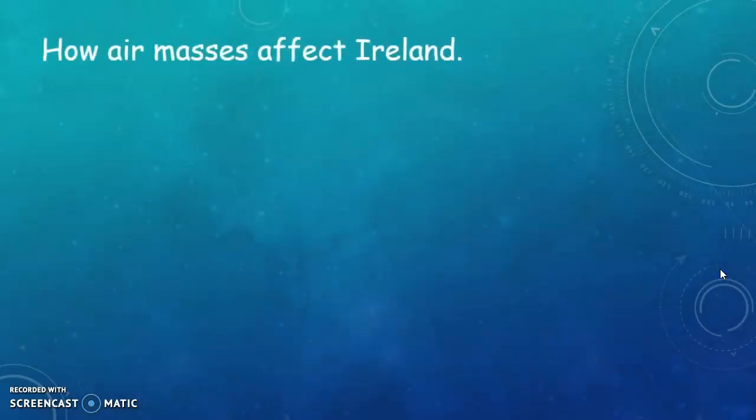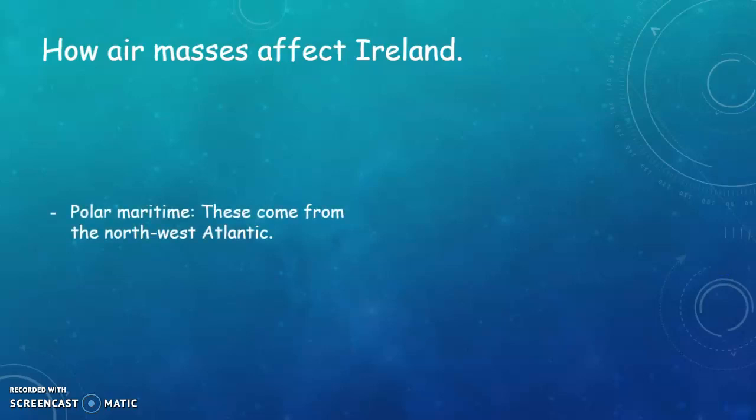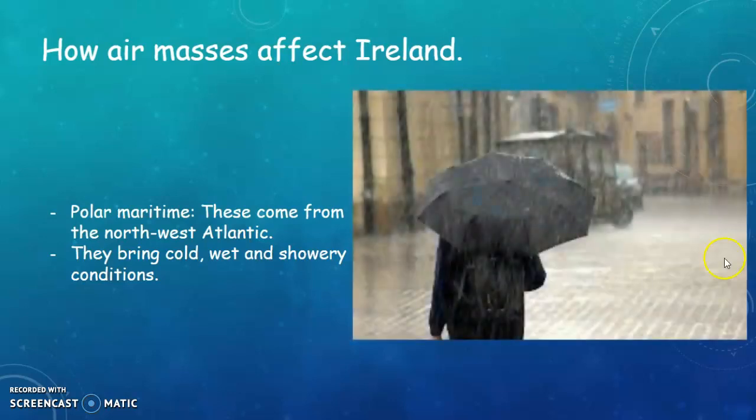So we're going to go through these air masses individually and just talk a little bit about how they affect Ireland. So the first one is polar maritime. They come from the northwest Atlantic and they bring cold, wet and showery conditions. And that will look familiar to a lot of you.